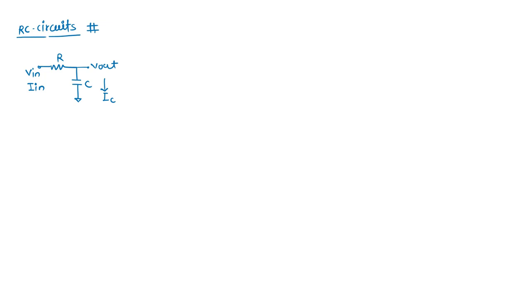Here I want to know the output voltage and the current across the capacitor, which is also the current across the resistor. So what input excitations are possible for our circuit? We can give two types of input: one is the input voltage and the other is the input current.